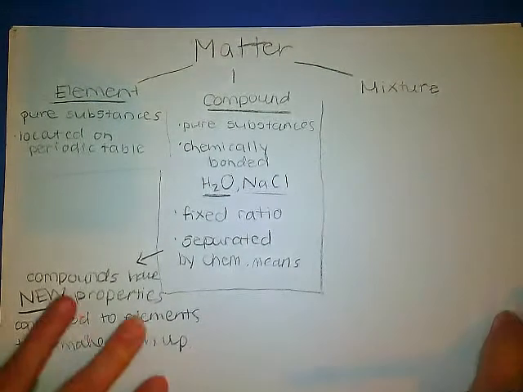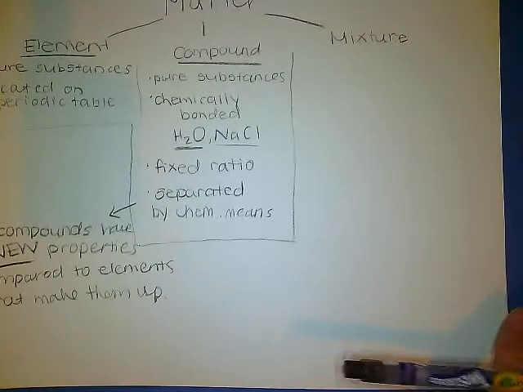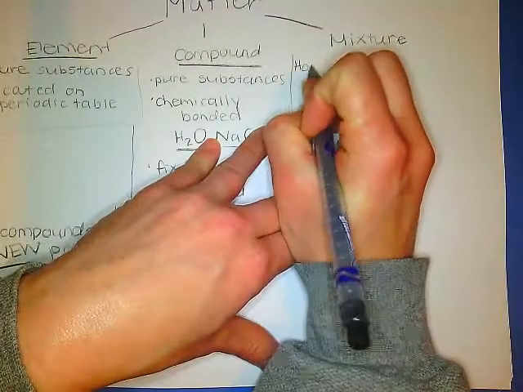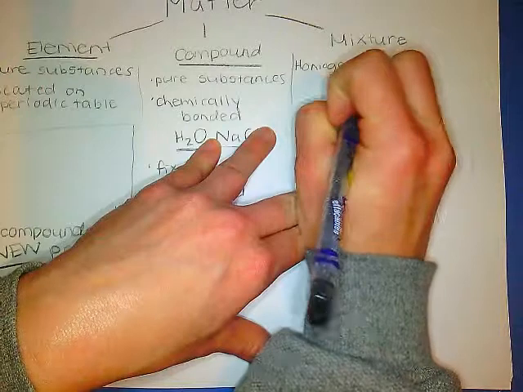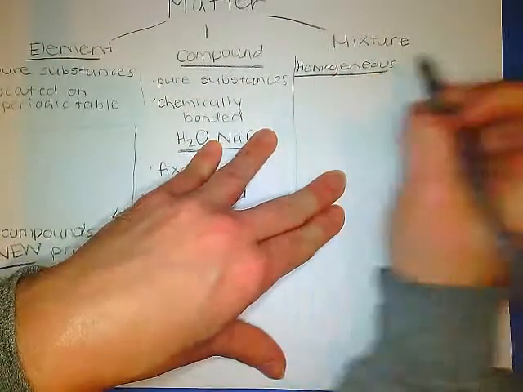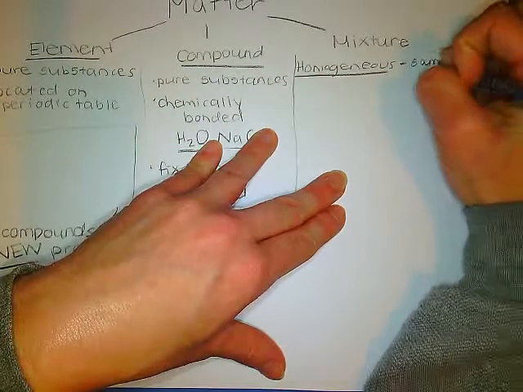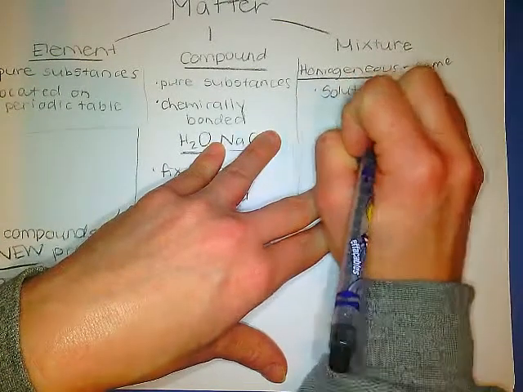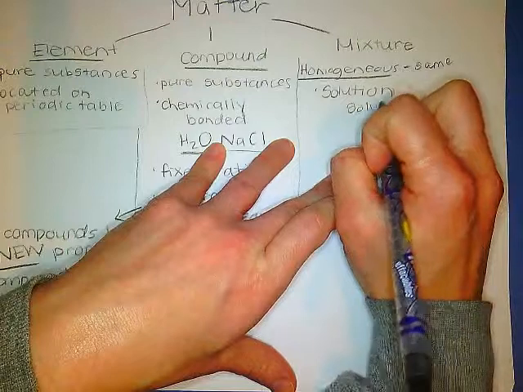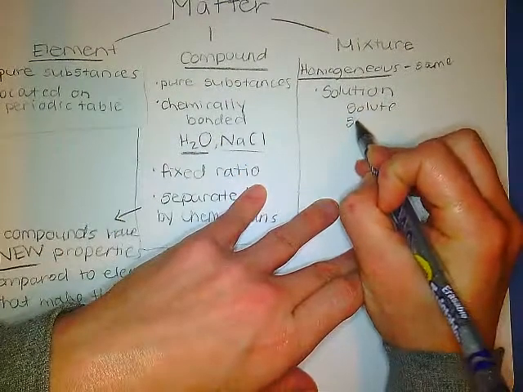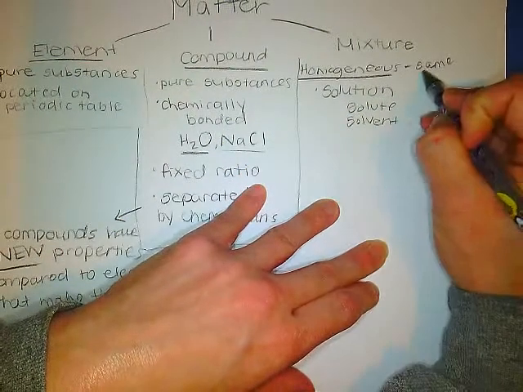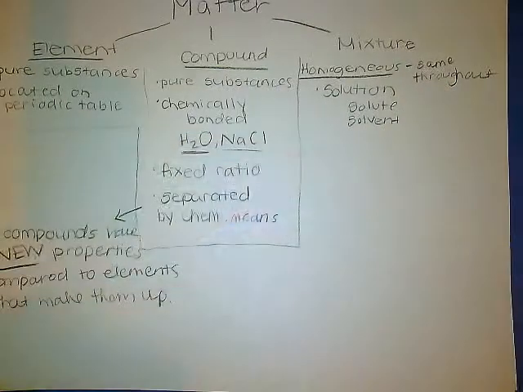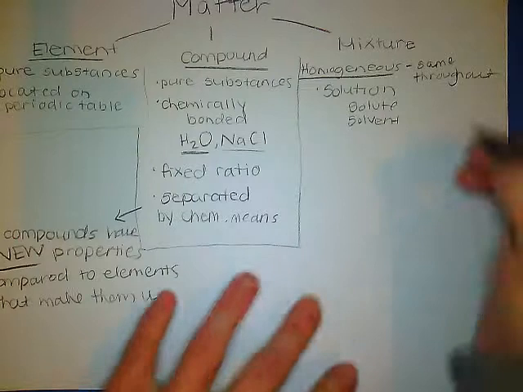Okay, now last one. Let's take a look over here at mixtures, and this is the one that can get a little bit big. Let's start by taking a look at homogeneous mixtures. And remember that prefix, homogeneous means same throughout. So for a homogeneous mixture, I'm just going to write same. And the best example here is a solution. Solutions are made up of solutes and solvents. Same throughout. You could also use the word uniform throughout as well.